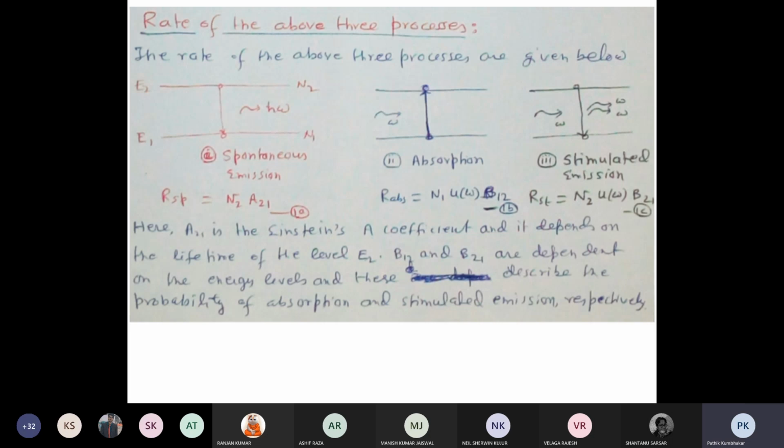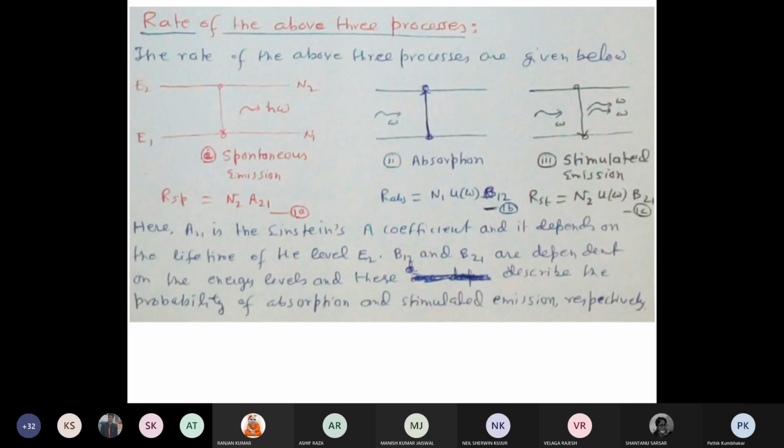So R_ST, that is the rate of stimulated transitions, the number of stimulated transitions per unit time per unit volume, is equal to N2 E(omega) B21. So these are the three transition processes that take place during interactions of radiation with a system of atoms.